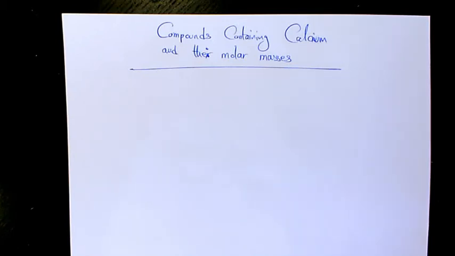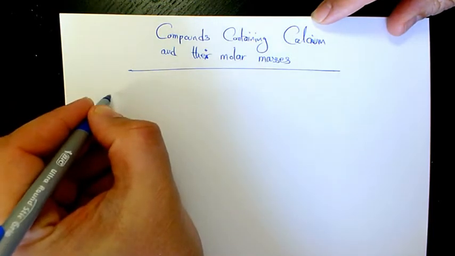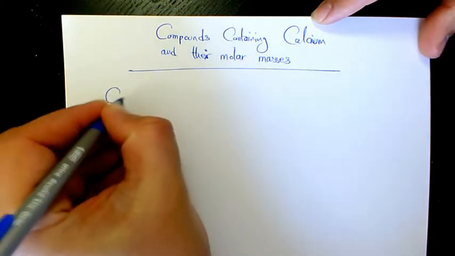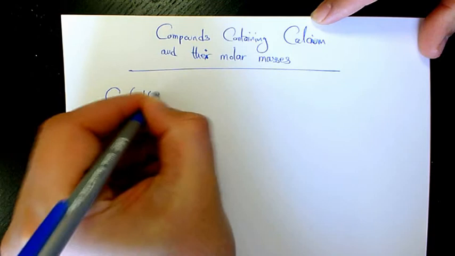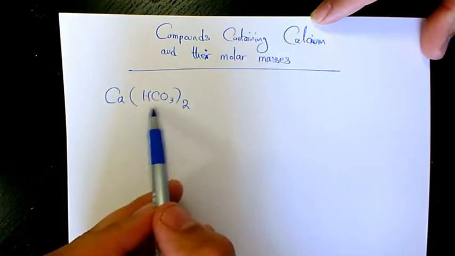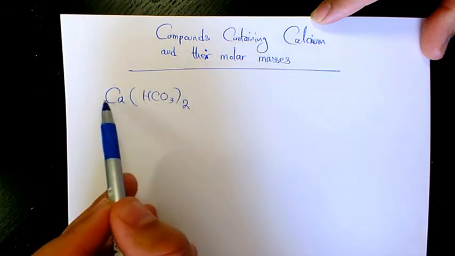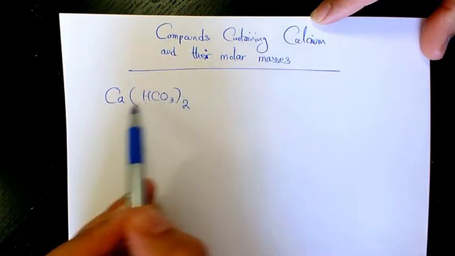Welcome to another video. In this video I want to talk about compounds containing calcium and their molar masses. The first compound I have here is calcium bicarbonate, which is Ca(HCO3)2. The bicarbonate is the polyatomic ion HCO3. And calcium is positive 2, so that's why we have 2 in here and 1 here.